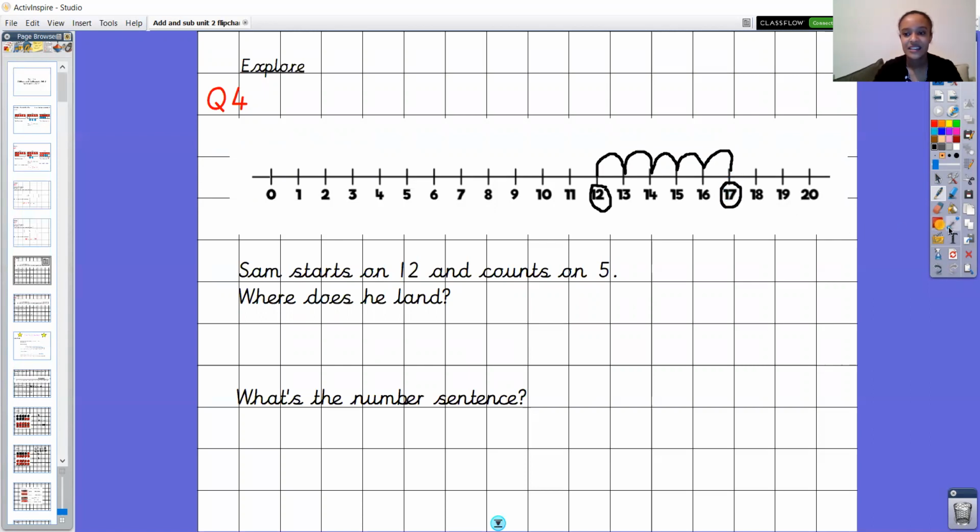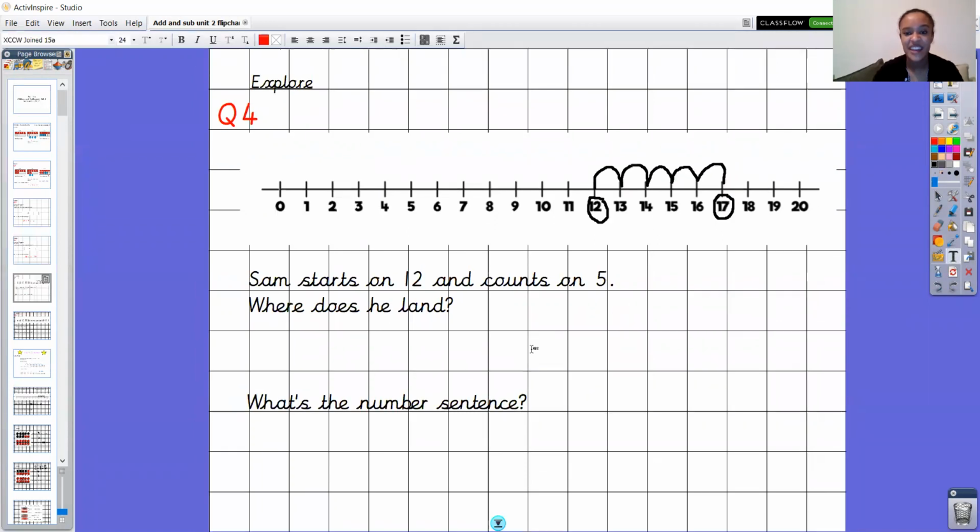Fantastic. Okay, so another way we could have done it is we could have put 12 in our head, and then we could get ourselves 5 fingers, and we can use them to help us count on, because we've not got a picture to help us. We've obviously got our number line, but if you wanted to do it without a number line, you could use your fingers. So if you had 12 in your head, you could count on 13, 14, 15, 16, 17. That's another way you could know, but you've used your number line.